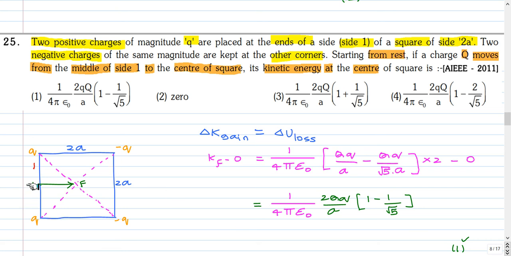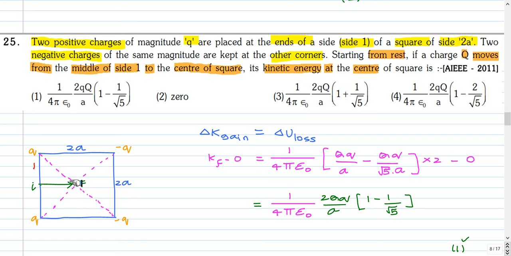So initially capital Q is located here and it's moving here, and this is the final position of capital Q. Initially it's at rest, and when it reaches here, it will acquire some kinetic energy. So the gain in kinetic energy should come from the loss in electrostatic potential energy. Gain in kinetic energy is final kinetic energy minus initial kinetic energy, which is 0, and in the final position the electrostatic potential energy is 0, because the electrostatic potential is given by 1 by 4 pi epsilon naught product of the charges divided by the distance. So here there are equal numbers of positive and negative charges at the same distance.